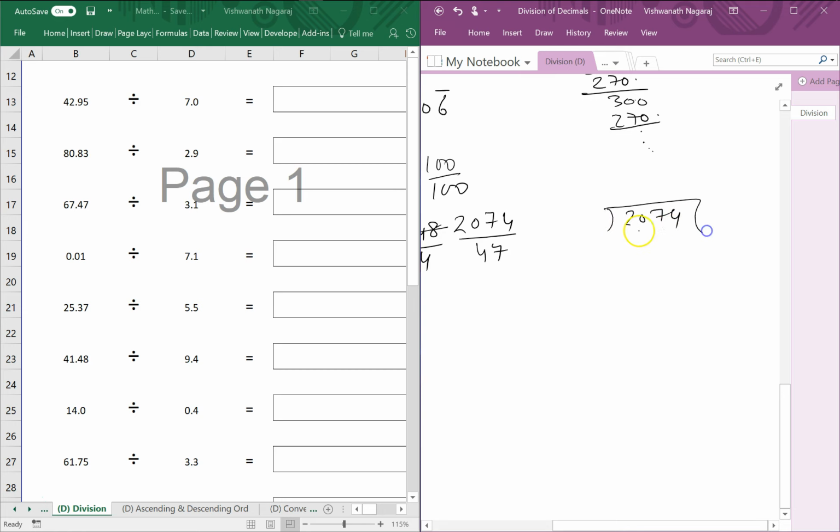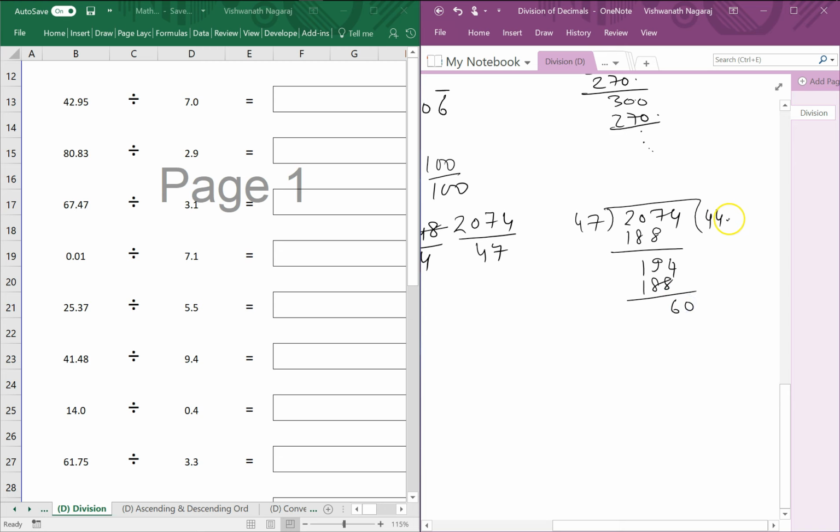2074 by 47. 4 times 47 is 28, 2 4s are 8 plus 2, 18, 17 minus 8 is 9, 9 minus 8 is 1, 4, 194. So again 4s, 188. 14 minus 8 is 6.